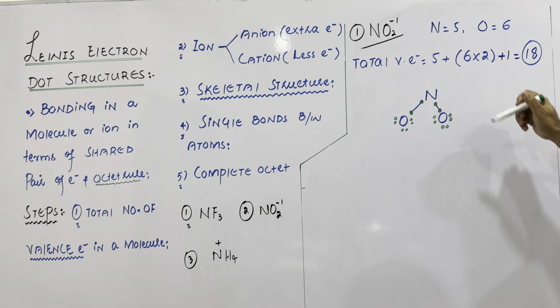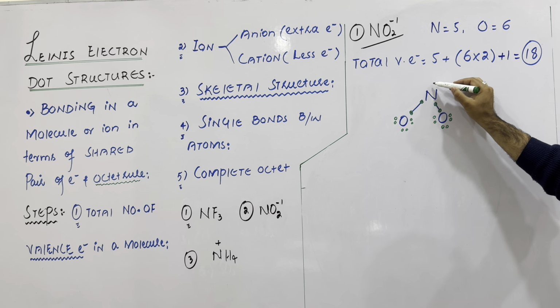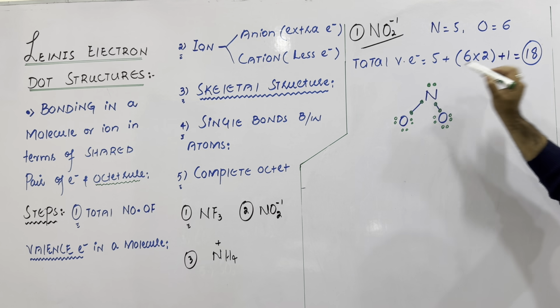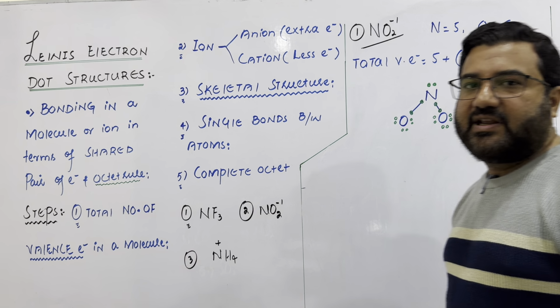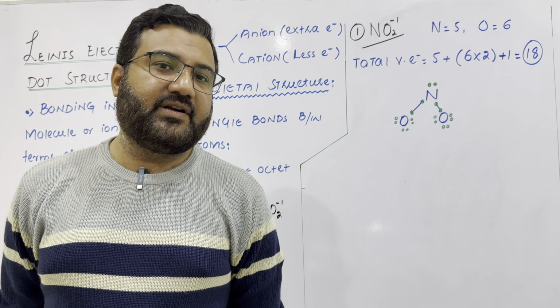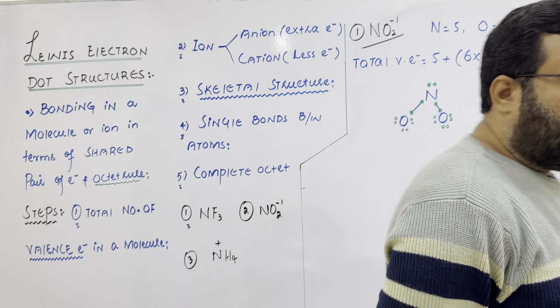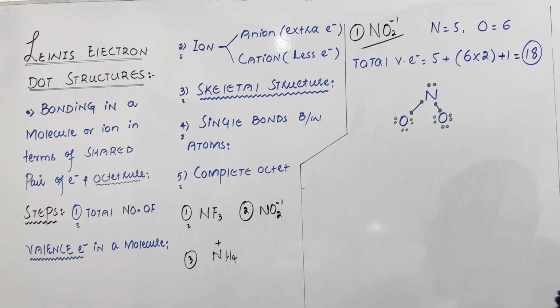Now let us look into the nitrogen. It has 1, 2, 3, 4 electrons. If you give the remaining 2 electrons to nitrogen, it will still have only 6 electrons in its valence shell and its octet is not completed. So by using single bonds and lone pairs, the octet is not completed. Now the next step is that you will have to change a single bond into a multiple bond.